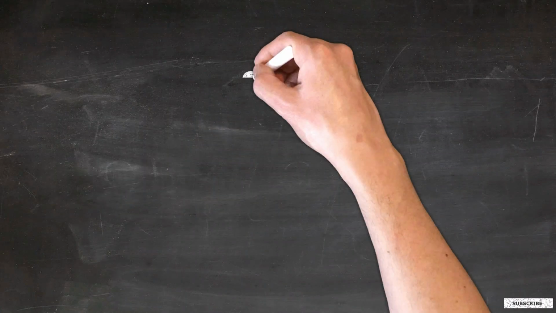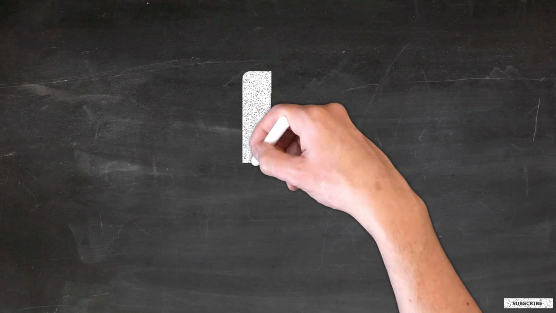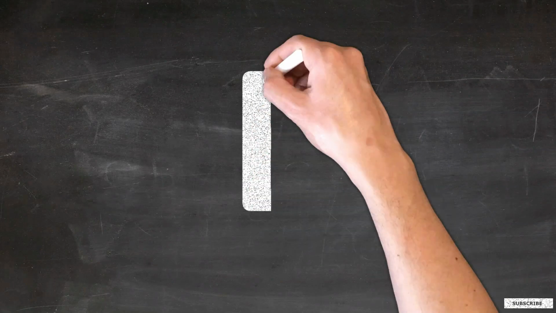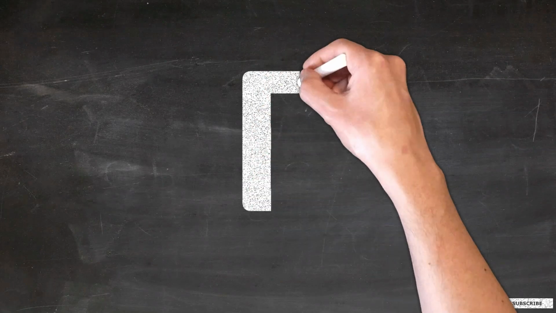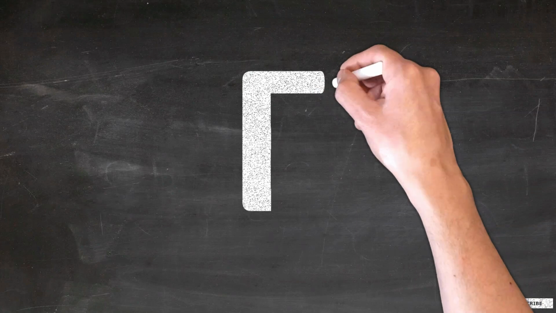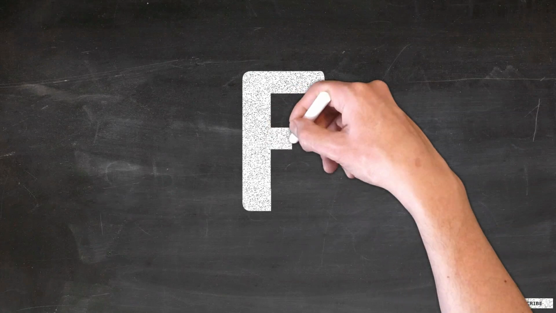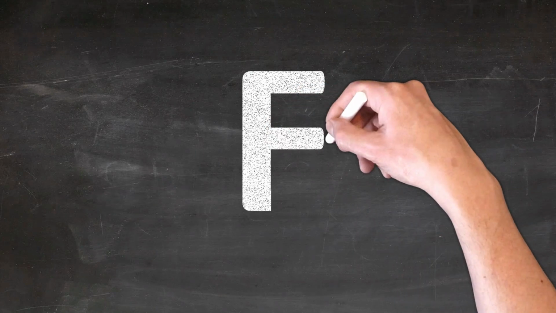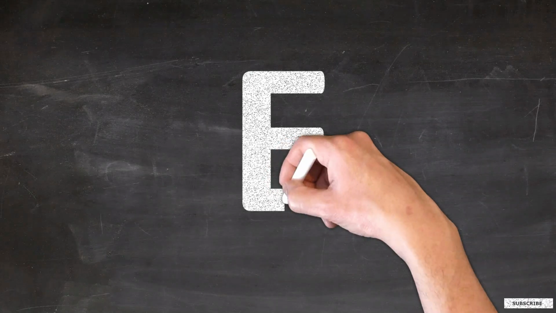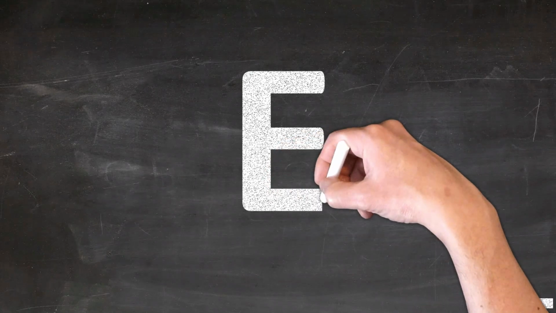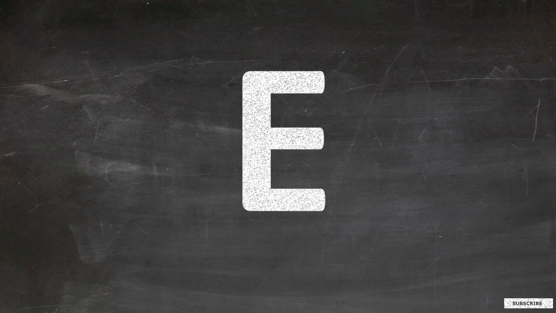Start from the top, draw a standing line down, go back to the top. Draw a slipping line to the right, go a little below in the middle, draw another slipping line to the right. Go to the bottom, draw the third slipping line to the right. This is capital E.